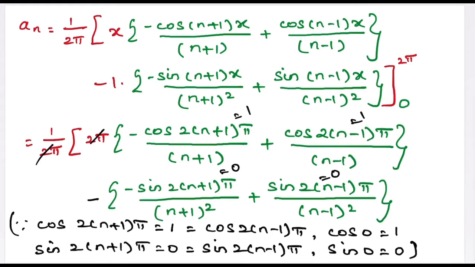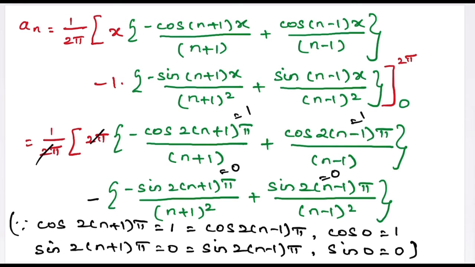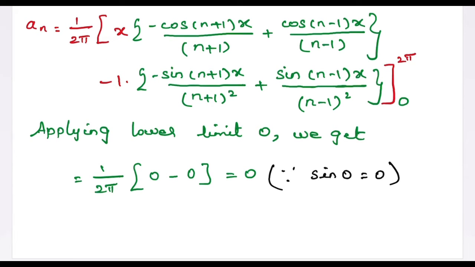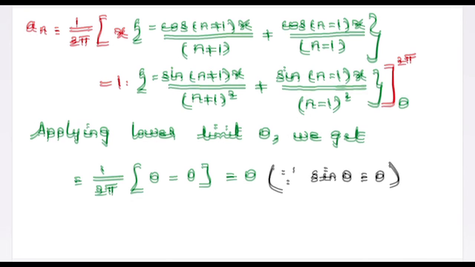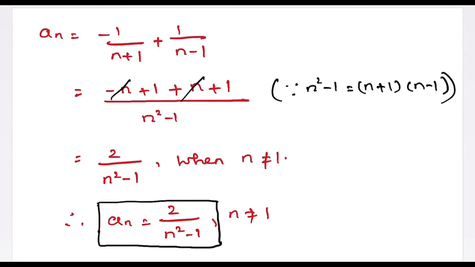So with these values, we get 1 by 2 pi into 2 pi minus, 1 by n plus 1 plus 1 by n minus 1. This 2 pi will get cancelled. So finally we get minus 1 by n plus 1 plus 1 by n minus 1 with the upper limit. Next, applying lower limit 0, we get the first term 0 as x is equal to 0, and the second term also 0 since sin 0 is equal to 0. So therefore our lower limit is equal to 0. So our a n is equal to minus 1 by n plus 1 plus 1 by n minus 1.